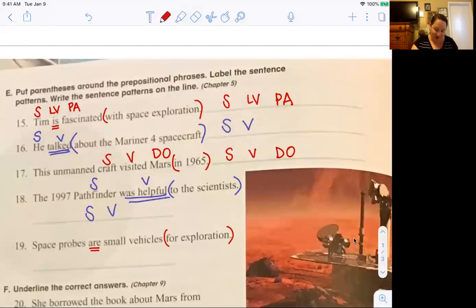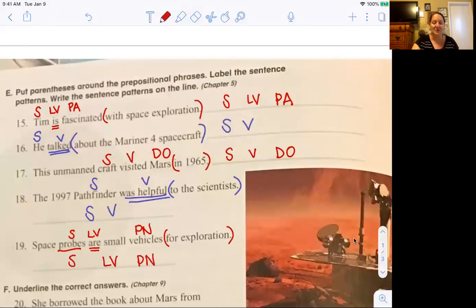That's a linking verb. What's your subject? Probes. Good. Probes are what? They're not small. They're vehicles. So is this a predicate adjective or a predicate noun? It's a noun because a vehicle is a noun. So our sentence pattern is subject, linking verb, predicate noun.